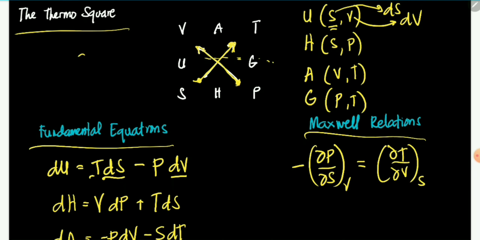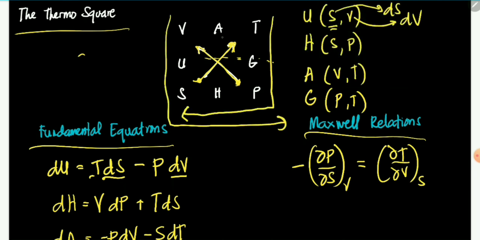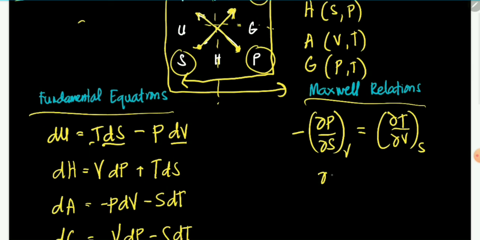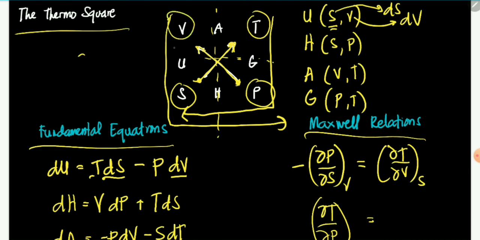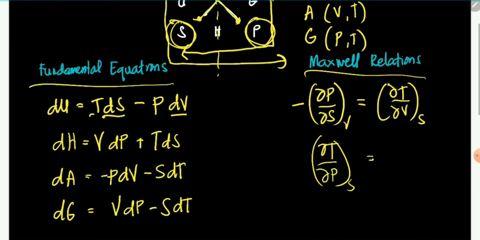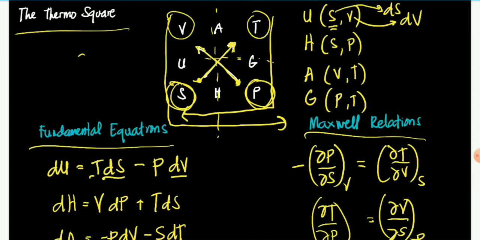Okay? So, since gusto natin yung sa H, pag ganyan, since symmetric na siya with respect to both the intersecting arrows, yung nasa gitna at saka yung nasa gilid, positive pareho to. So, partial T with respect to P at constant S is equal to partial V with respect to S at constant P. Okay? So that is the second Maxwell relation. That is the Maxwell relation in H. Yan yung madederive nyo kapag ginamit nyo yung dH.